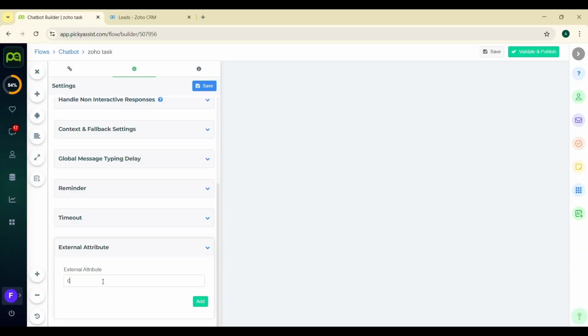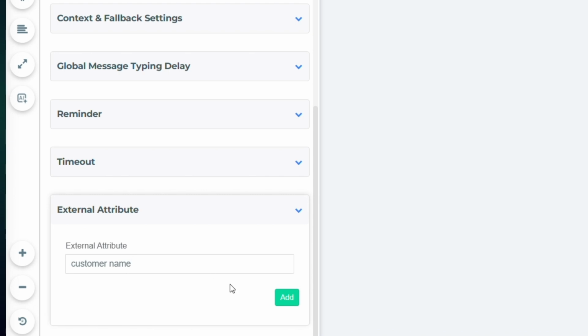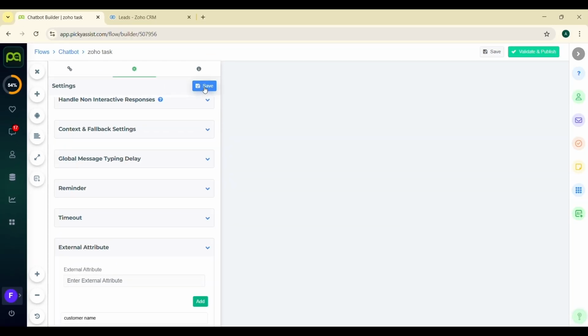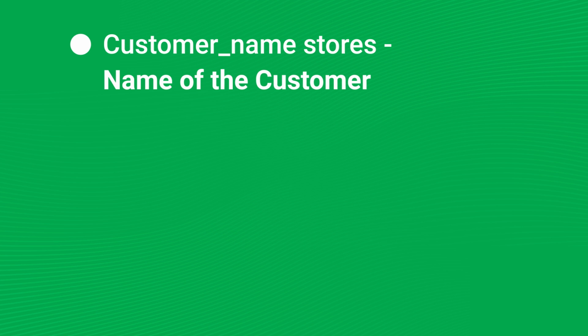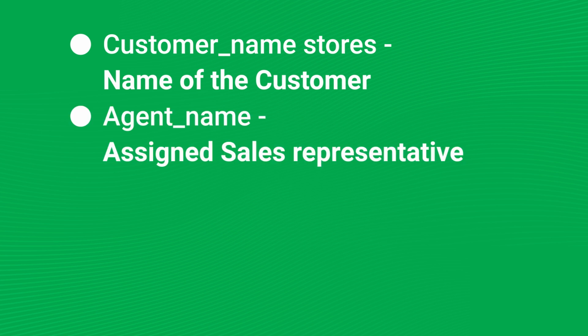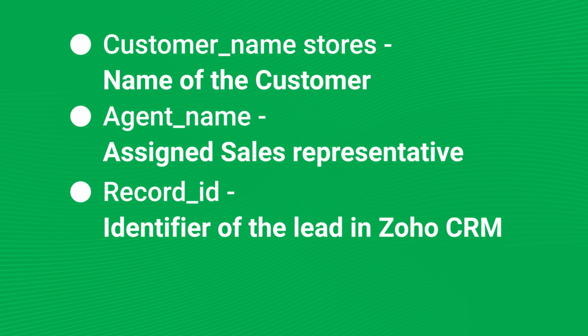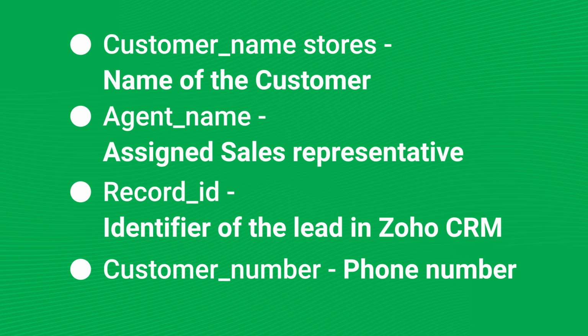Create external attributes named customer_name, agent_name, record_ID, and customer_number. Each of these represents a specific piece of data. The customer_name stores the name of the customer. Agent_name stores the assigned sales representative. Record_ID stores the unique identifier of the lead in Zoho CRM. And customer_number stores the phone number.